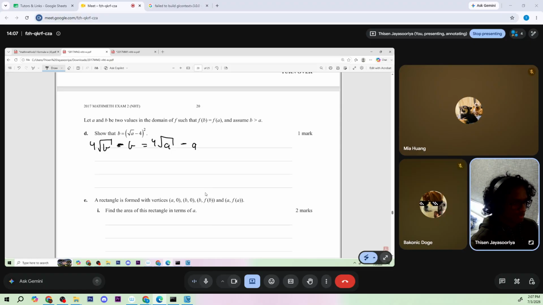So here, what we can do is if b equals square root take away a. So two values in the domain are okay.